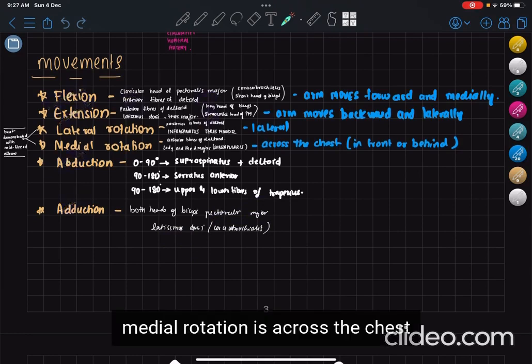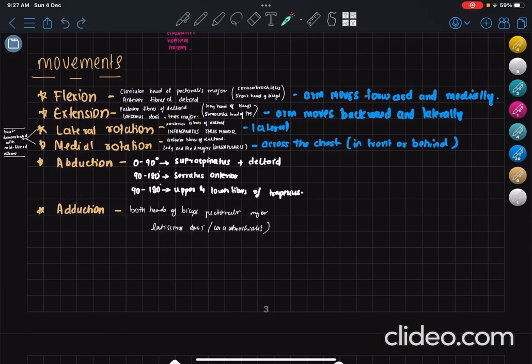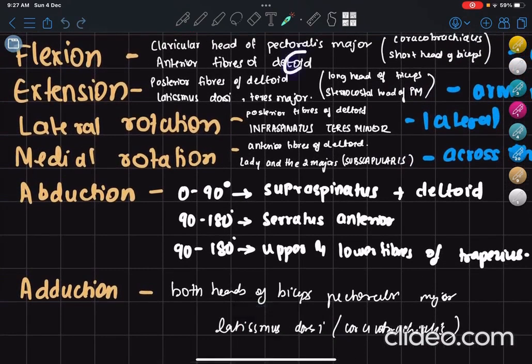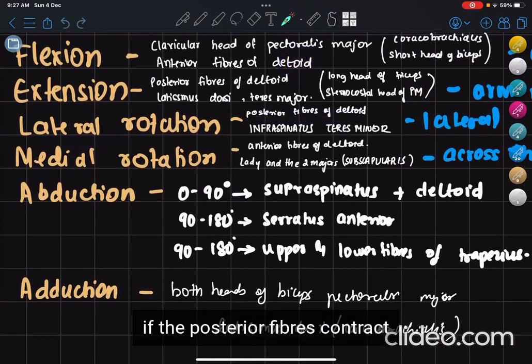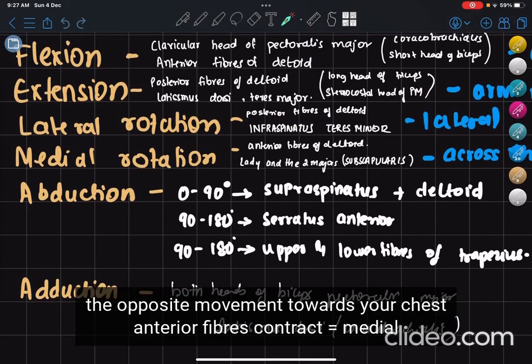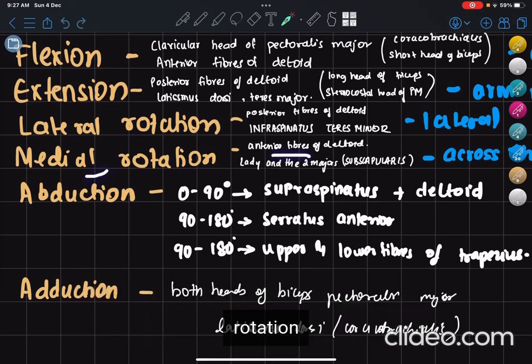Now lateral rotation and medial rotation. Medial rotation is across the chest, in front or behind. Lateral rotation is away from the chest. Here again we get the deltoid fibers. Lateral rotation is obviously the posterior fibers of the deltoid. If the posterior fibers contract, the arm will move away. If they relax, the opposite movement is towards your chest. So when anterior fibers contract, it is medial rotation; when posterior fibers contract, it is lateral rotation.